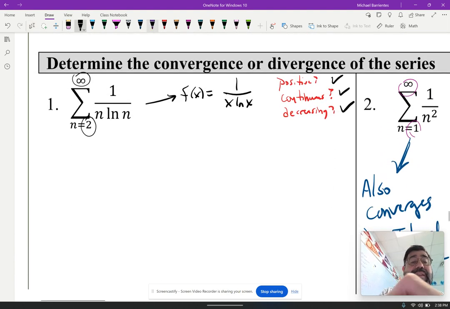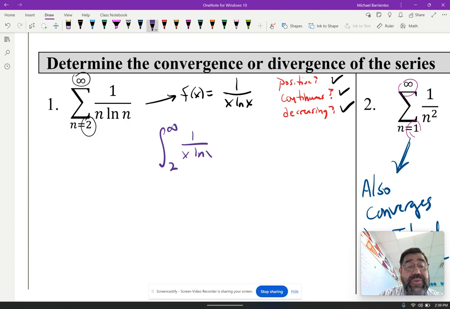So now we're going to take the integral from 2 to infinity of this function, which really means I need to take the limit as b approaches infinity of this improper integral. So I'm going to say from 2 to b of this.